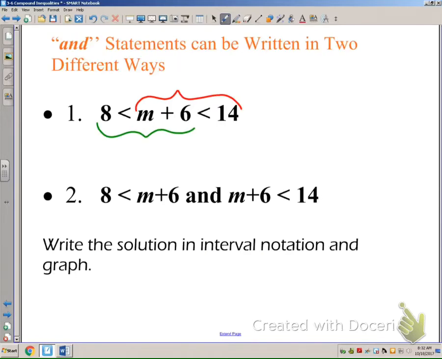Okay, so and statements can always be written two different ways. We can always put them together as one big problem, or we can separate them as two problems. We've got all of this, it says that 8 is less than all of this, and then it also says that 14 is bigger than all of that. So now we've got to write the solution in interval notation and graph it. So let's pull this out of here so we're not confusing ourselves.